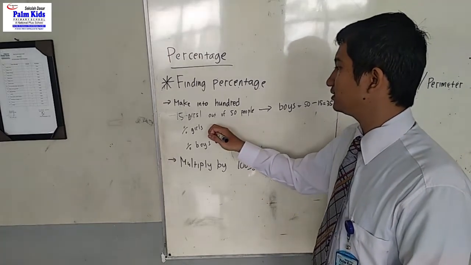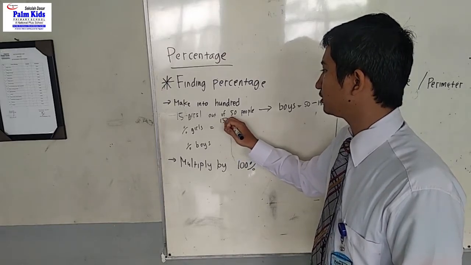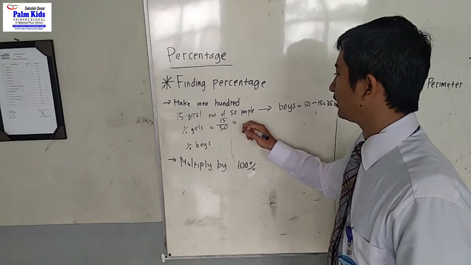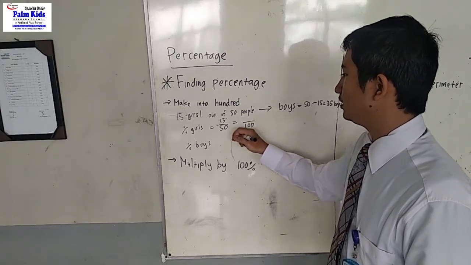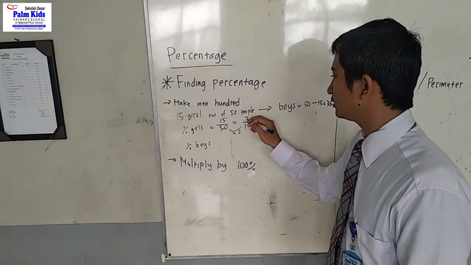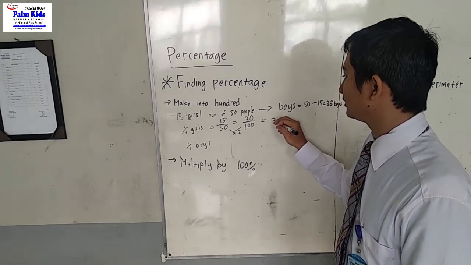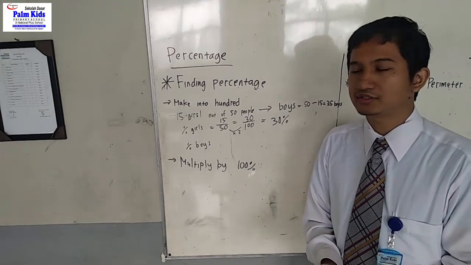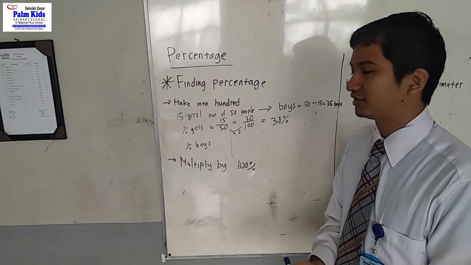Next, we need to find the percentage. So this is 15 girls out of 50 total people, and you need to make it into 100, which is, you multiply by 2. 15 multiplied by 2 is 30. So this is 30%. The percentage of the girls is 30%.